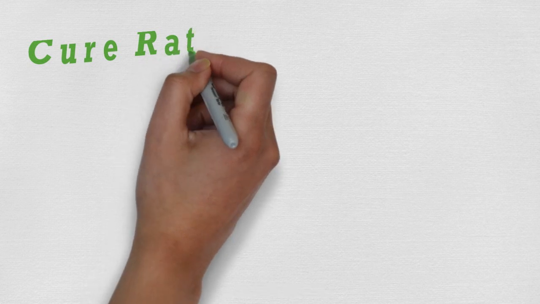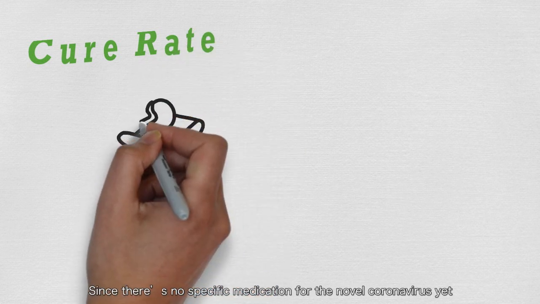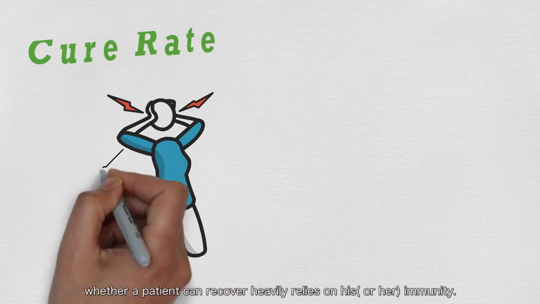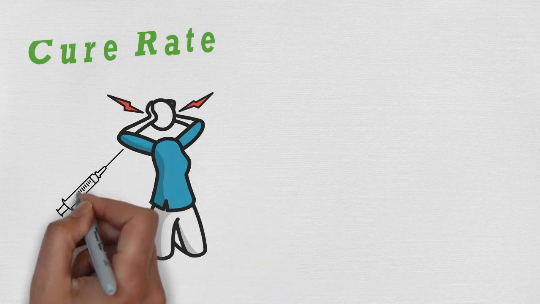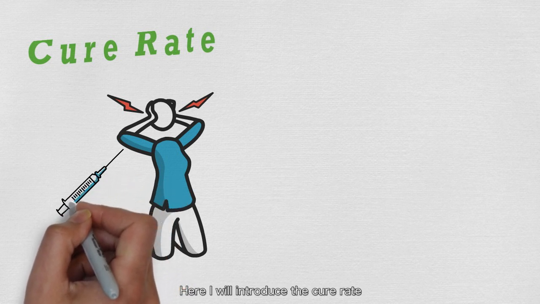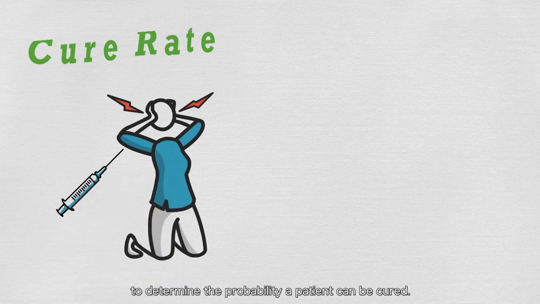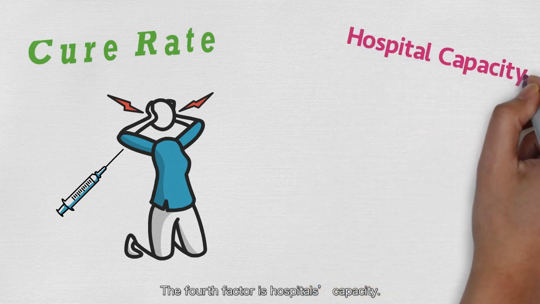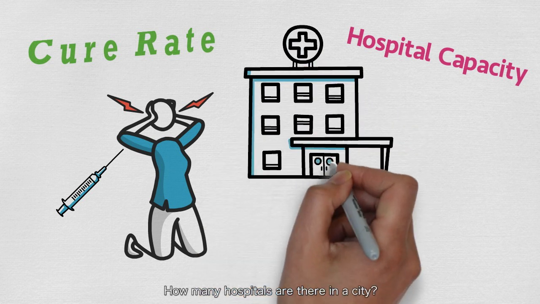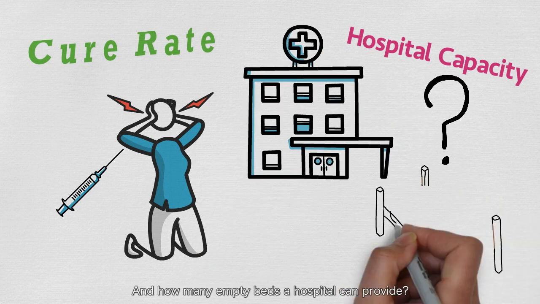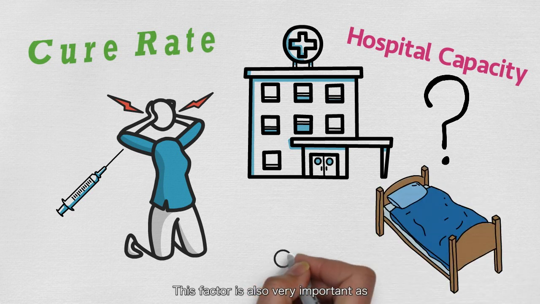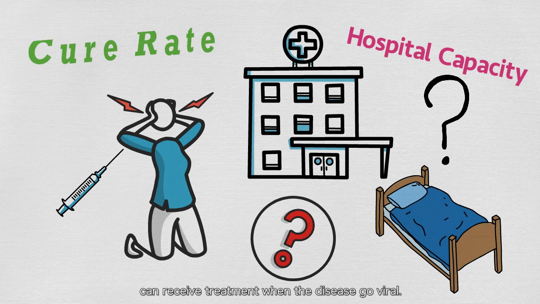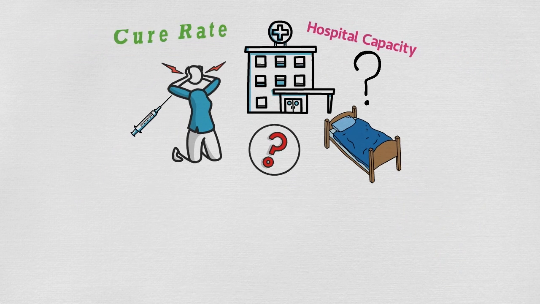Third, the cure rate. Since there is no specific medication for the novel coronavirus yet, whether a patient can recover heavily relies on his or her immunity. Here I will introduce the cure rate to determine the probability a patient can be cured. The fourth factor is hospitals' capacity. How many hospitals are there in a city? And how many empty beds a hospital can provide. The factor is also very important as it indicates whether every patient can receive treatment when the disease goes viral.